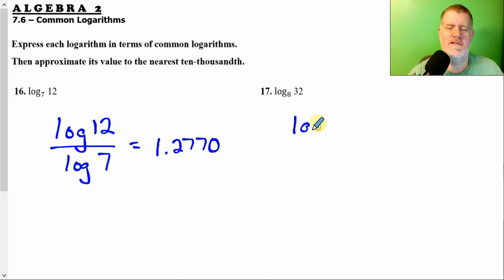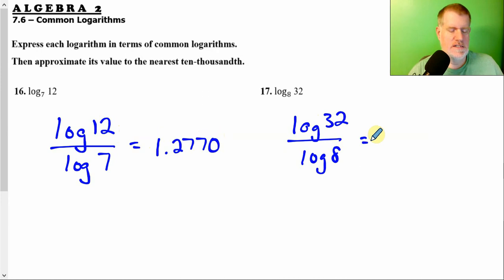Okay, this is the log of 32 divided by the log of 8. And let's see, what is that? Log 32 divided by log of 8. Oh. One and 2/3. Kind of makes sense, doesn't it? 8 to what power is 32? Well, that's how we do it.